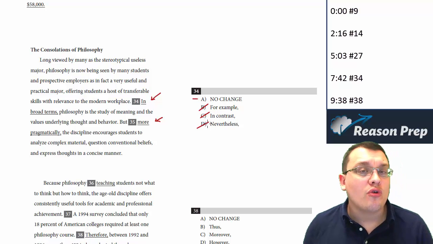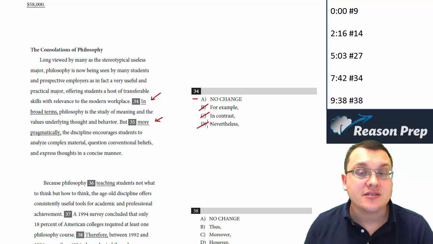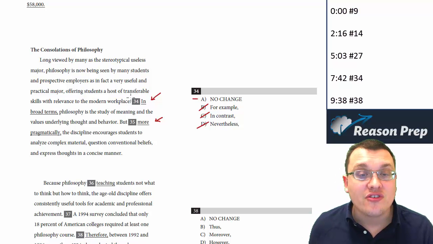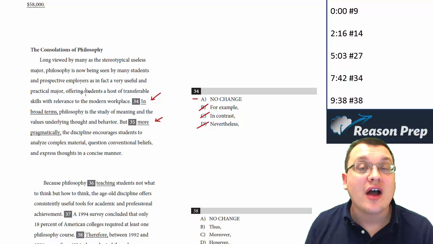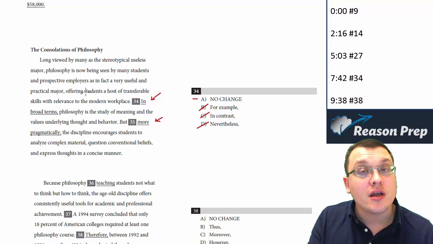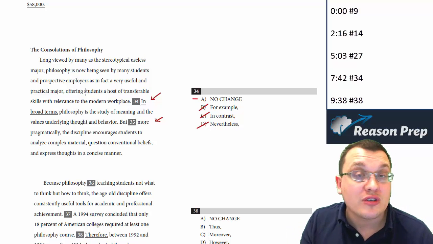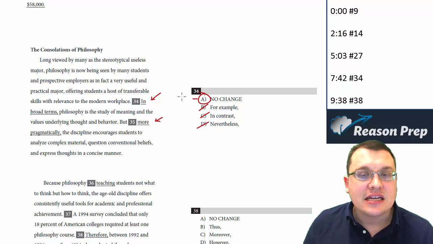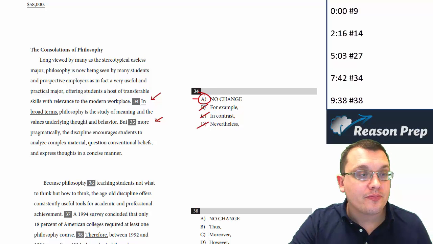C and D are both wrong because they both show contrast very explicitly. But there's nothing here that implies that we're showing a contrasting idea from this sentence to the previous. Again, we are defining what philosophy is broadly, and then in the next sentence, focusing on what's important for those who are maybe looking for skills that you can use in a workplace environment. So in any event, A is going to be our best answer.